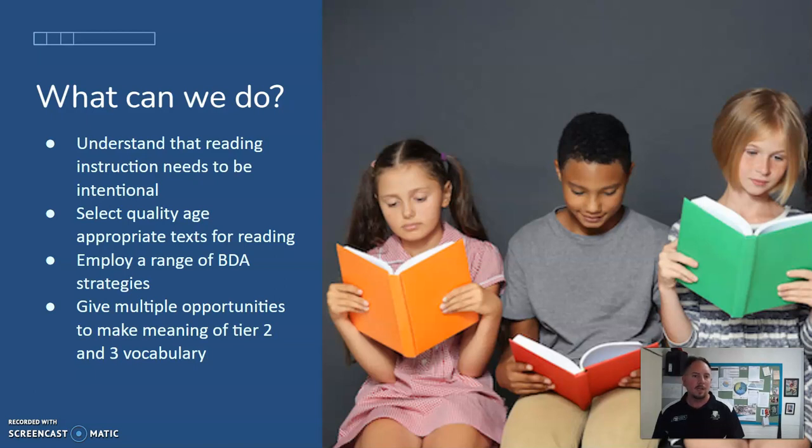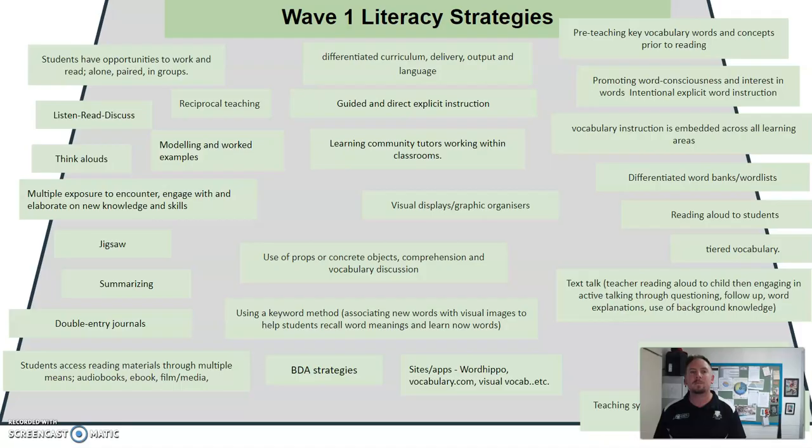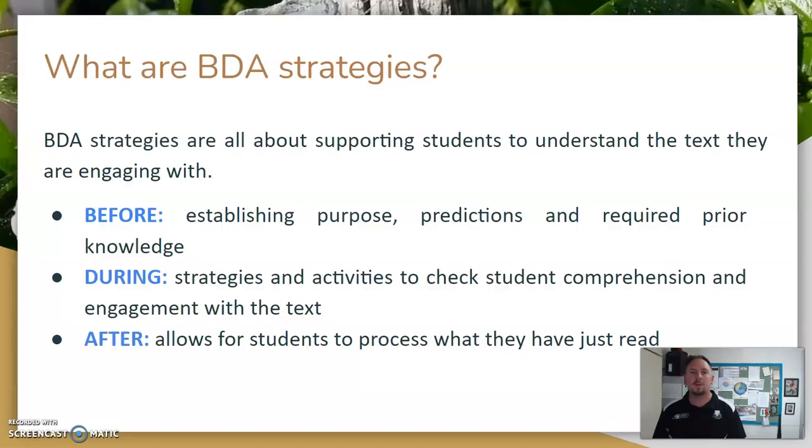Some of those things are understanding that reading instruction needs to be intentional, select quality age appropriate text for reading, employ a range of BDA strategies, and give multiple opportunities to make meaning of vocabulary. So then Lauren talked about Wave 1 literacy intervention, which is basically what intervention needs to happen at classroom level. And there's a range of strategies within that.